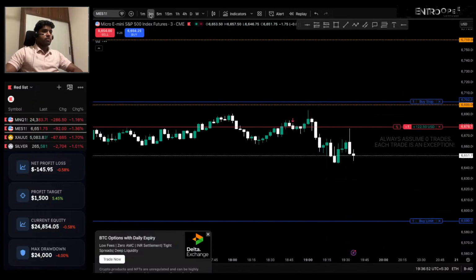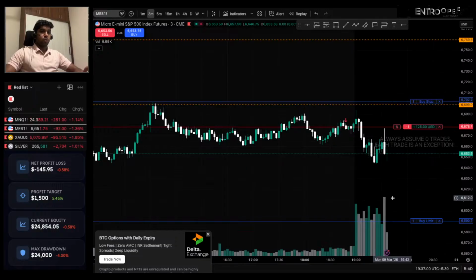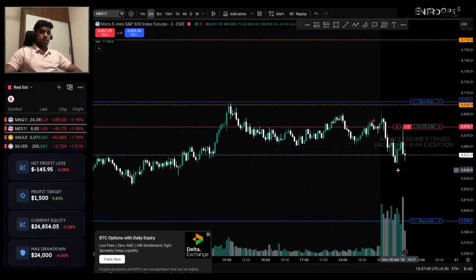I think this might be a good time for us to trail our SL because there is a clear swing high that the market has left here. So if we want, we can actually keep our SL here so that we can avoid any potential losses. I will do that once price breaks this level.